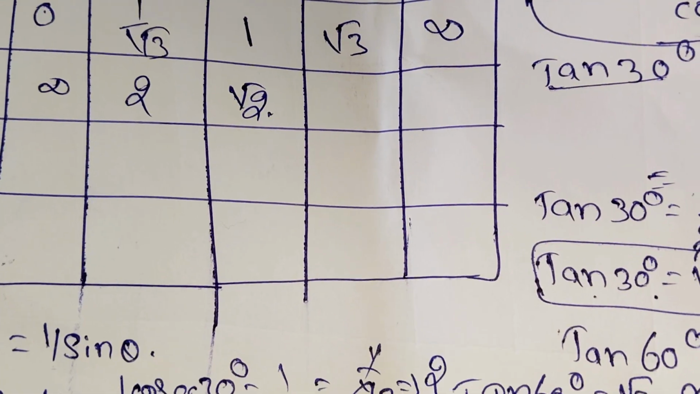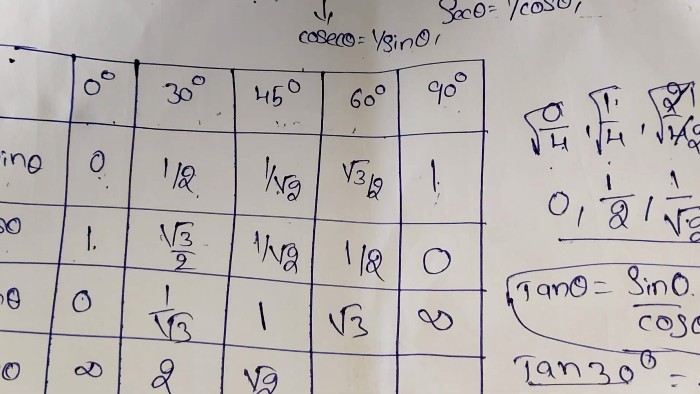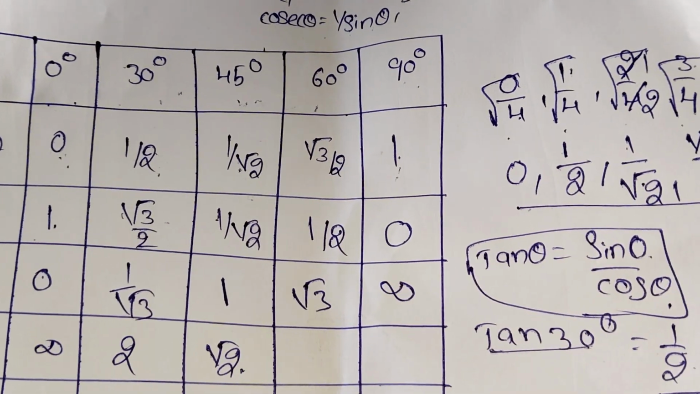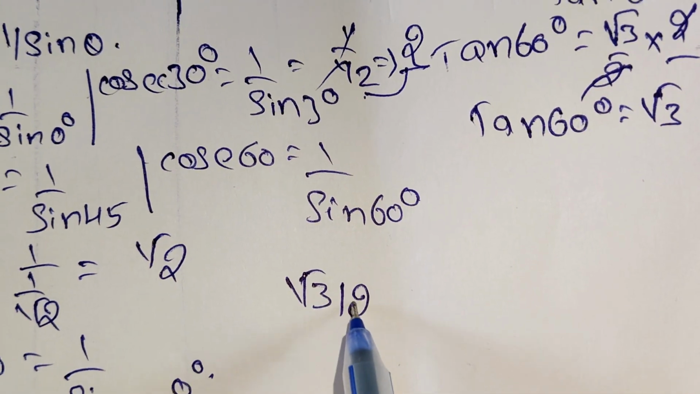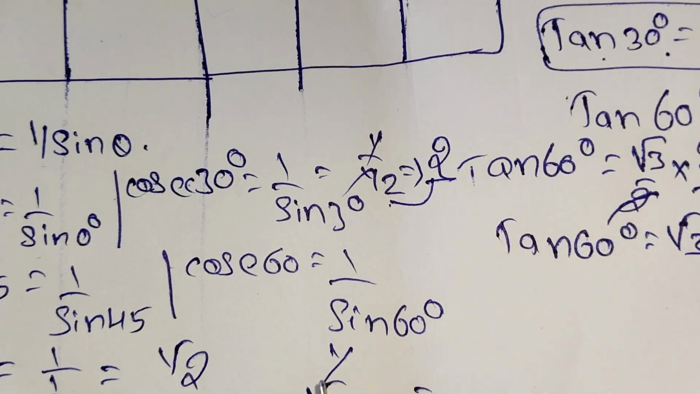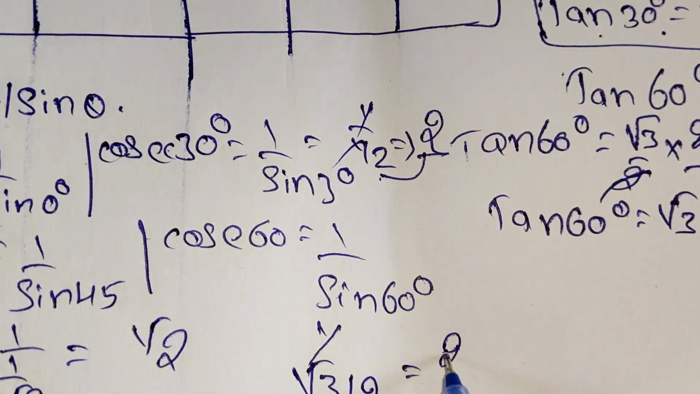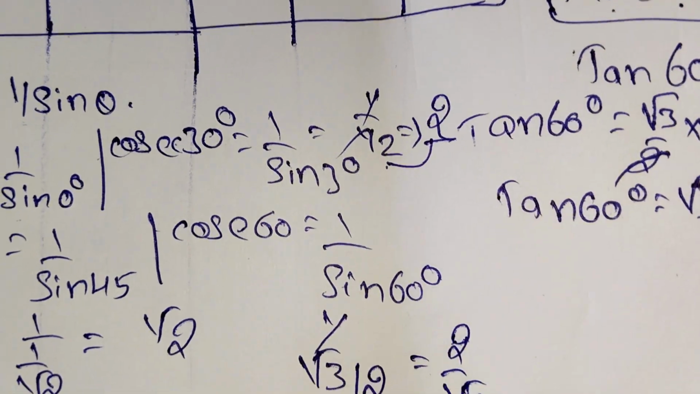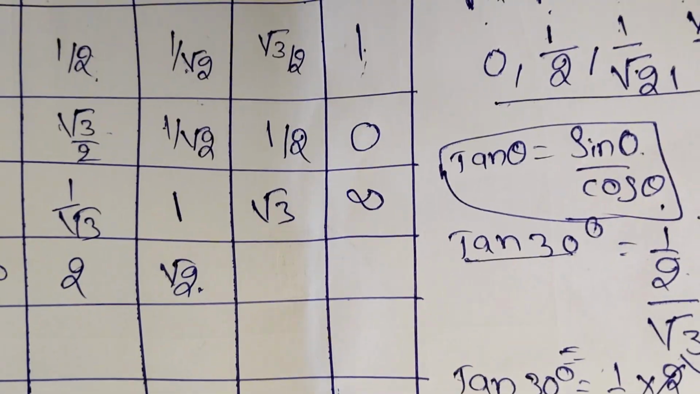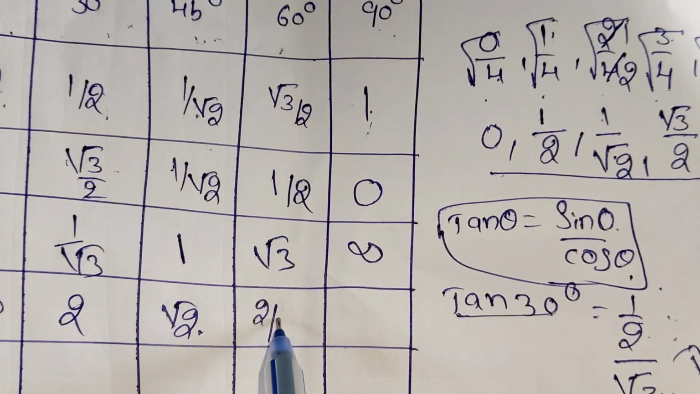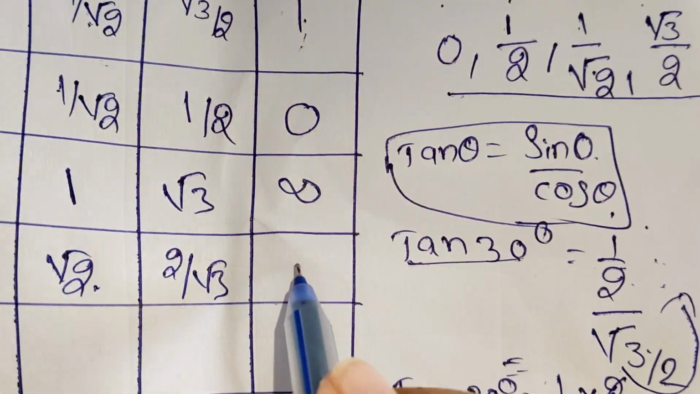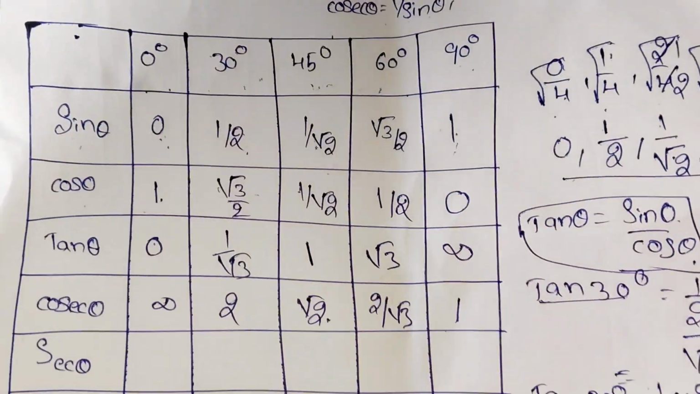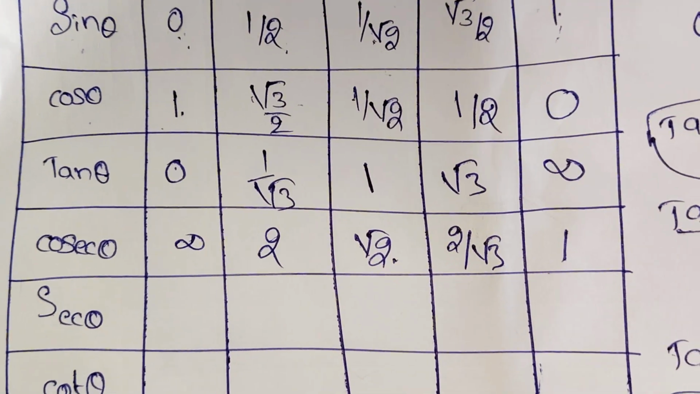And also cosecant 60 degrees. What is sin 60 degrees? Sin 60 degrees is nothing but root 3 by 2. So it becomes 2 by root 3. Now written as 2 by root 3. So 1 by 1 is nothing but 1. So these are the values of cosecant theta.